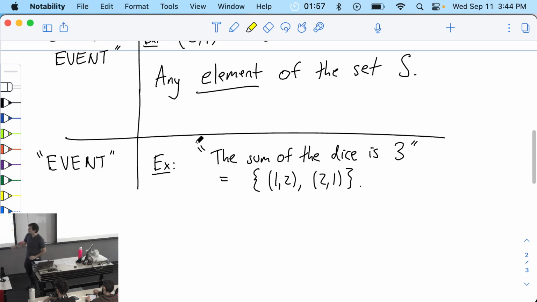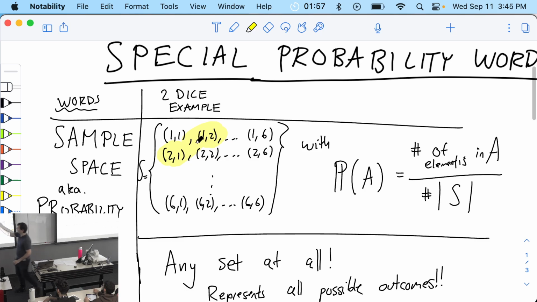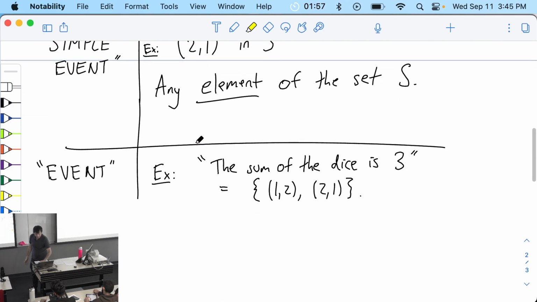And the thing is, being able to go from this kind of description, the sum of the dice is 3, that's like an English language description, and being able to convert that into which elements it is exactly what you need to do to be able to answer questions like what is the probability using the rule. So this is a lot of what probability is. Someone gives you something they care about in English words, and it's your job to come up with what is the probability space and what is the set they're talking about.